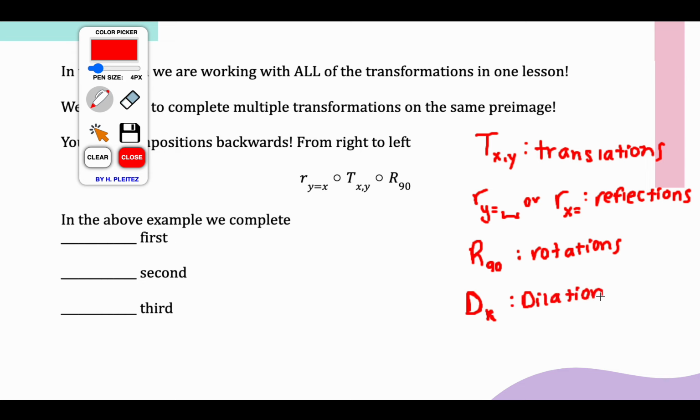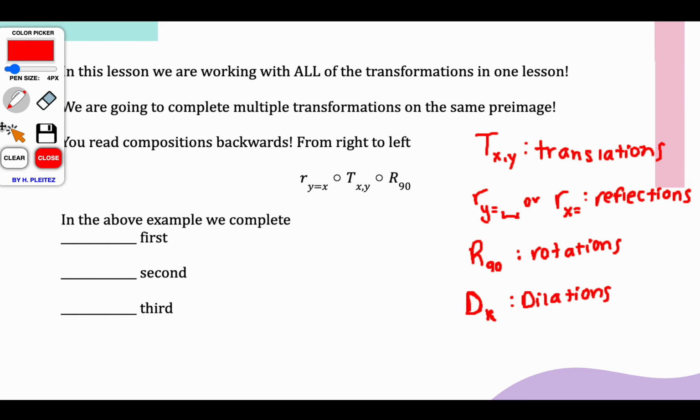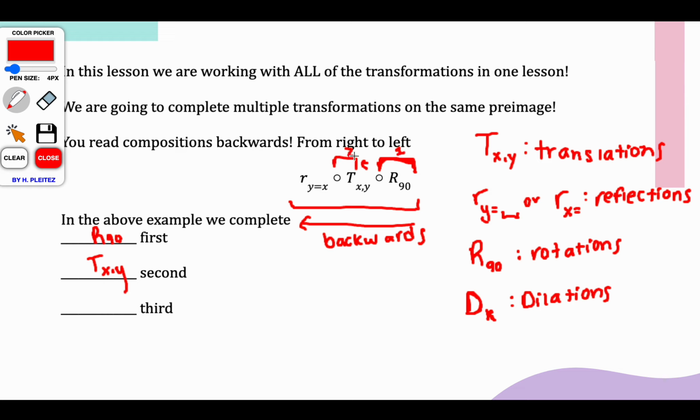So in this lesson, we're going to be dealing with all of these in a bunch of different combinations, but what you need to know is that we read compositions backwards. So you might see something like this written, and instead of your typical reading left to right, you have to read from right to left. So you read backwards. Now, what this means is if this was given to us as a question, we are rotating our figure by 90 degrees first. That is what we see all the way to the right. Then we are doing that translation second. So this comes first, this comes second. And then last but not least, we have the reflection over the line y equals x. That would be the last thing that we do.